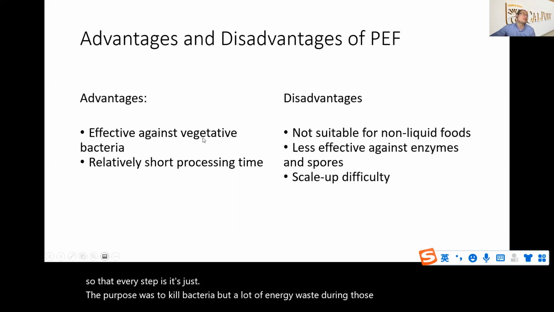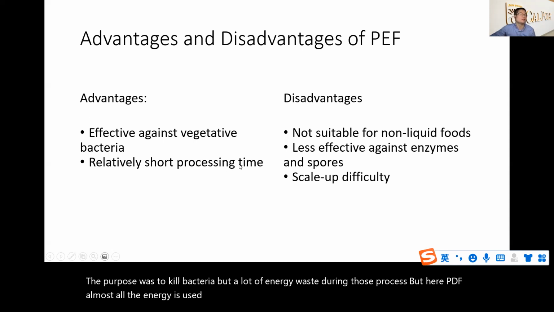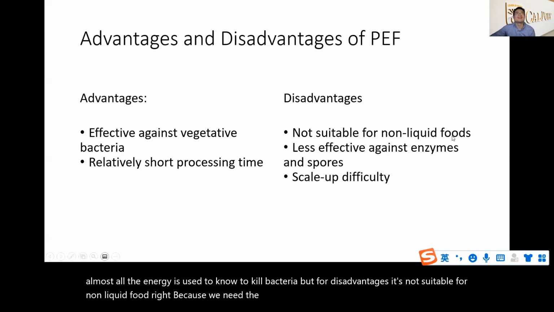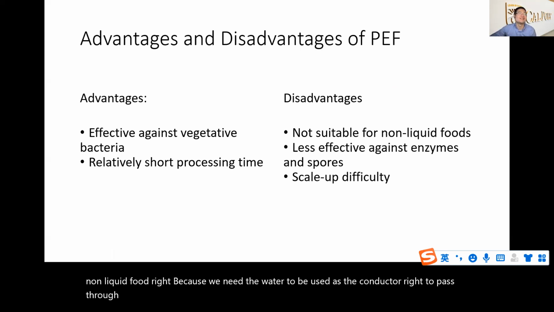But here with PEF, almost all the energy is used to kill bacteria. But for disadvantages, it's not suitable for non-liquid foods, right? Because we need the water to be used as the conductor, to pass through the electrons. And it's less effective against the enzymes and spores, right?